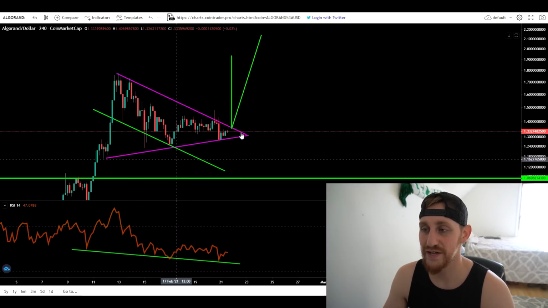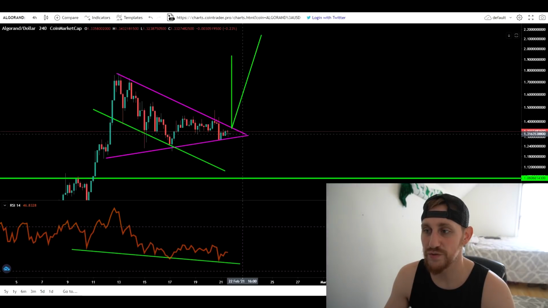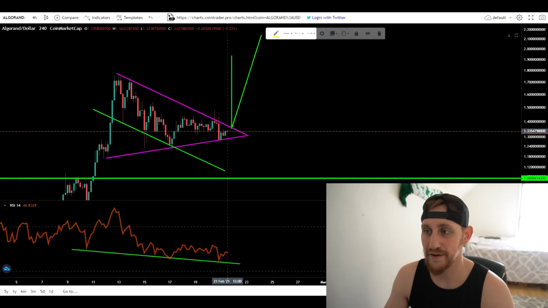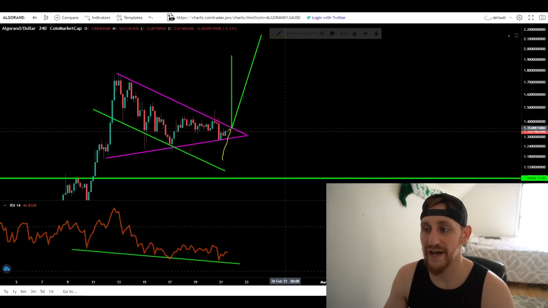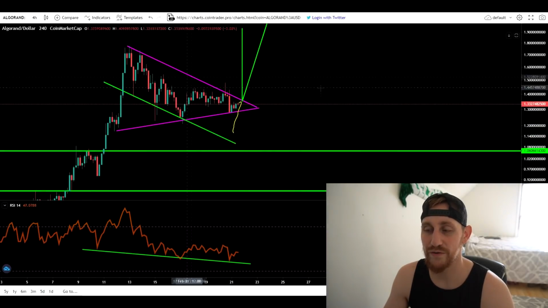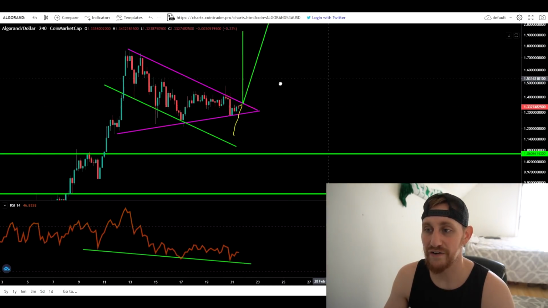We'll know if it's a symmetrical triangle if we break this resistance by tomorrow afternoon. If we come up and get rejected at the top here again, right, get rejected and then come back down, I think that kind of confirms that we're in a bull flag. But you guys know that, yes, it might take us longer to break out if we're in a bull flag, but our measured move is higher if we actually are in a bull flag.